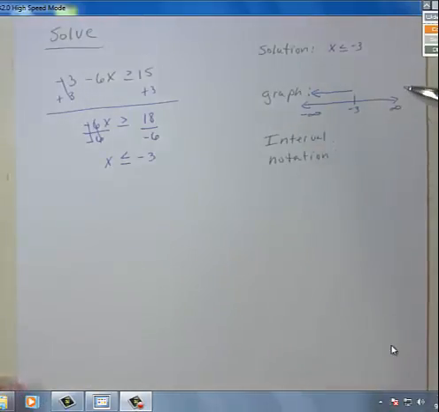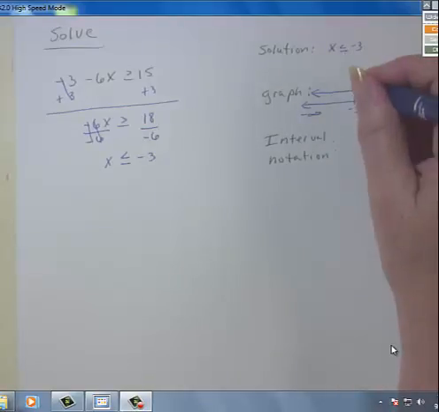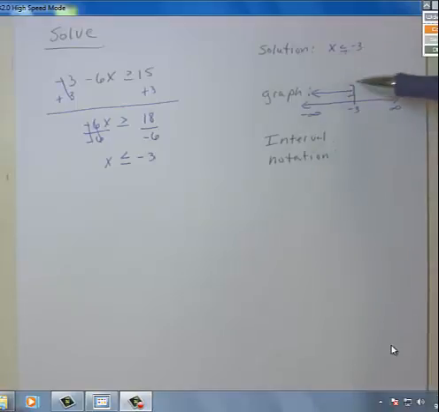Now we have to decide whether we put a parenthesis or a bracket. Whenever we have an equal sign at the bottom, we are going to have a bracket. This is a line, these have lines. If we only had the less than or the greater than sign, we would use a parenthesis.